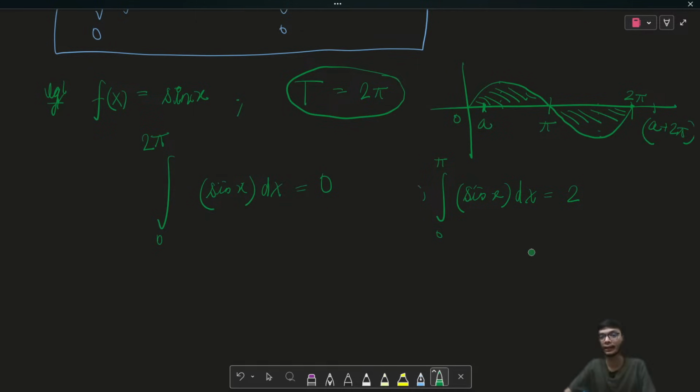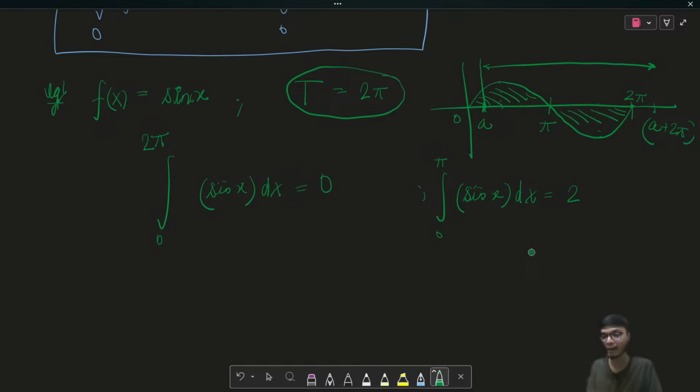Okay, instead of integrating from 0 to 2 pi, I'm integrating from some particular value a to a plus 2 pi, right? So the interval I'm taking between the upper limit and the lower limit remains the same, but I'm changing the lower limit to some constant value. I'm shifting it. Let us see what happens if I do that particular modification.